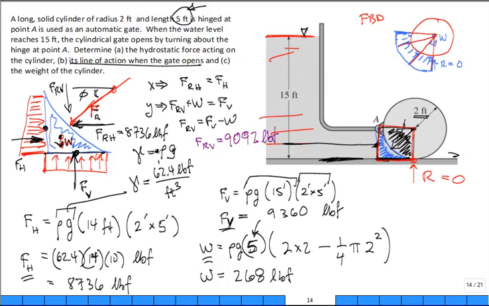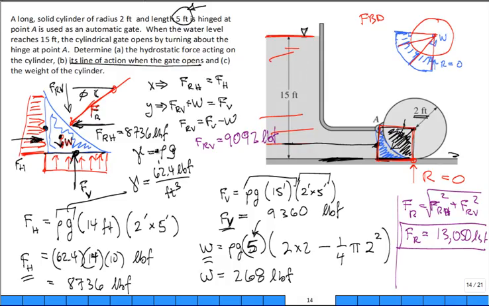So now I can calculate the magnitude of the resultant. I'm always running out of room, aren't I? So the FR is going to be the square root of FRH squared plus FRV squared, which is 13,050 lbf. So there's the answer for part A, I think. The hydrostatic force acting on the cylinder has a magnitude of 13,050 lbf. Okay. Now, next question is what is its line of action when the gate opens?